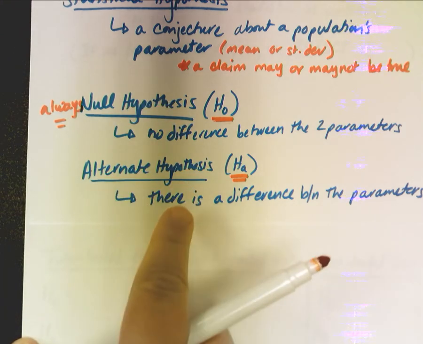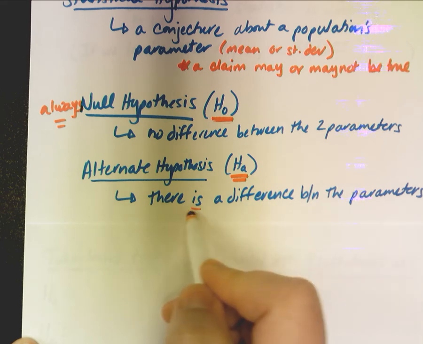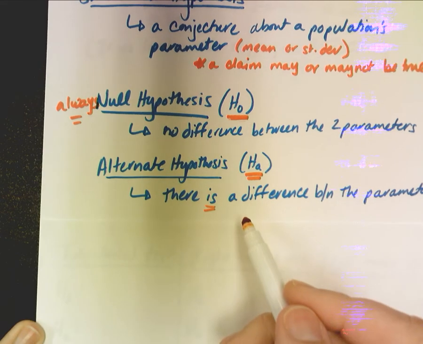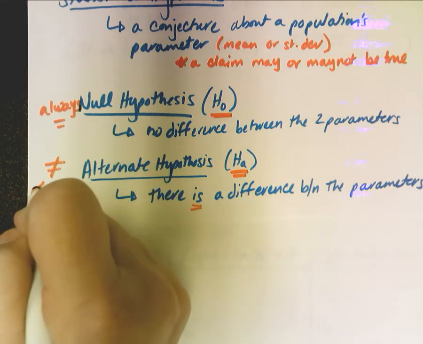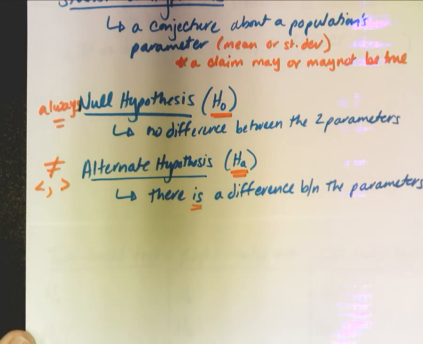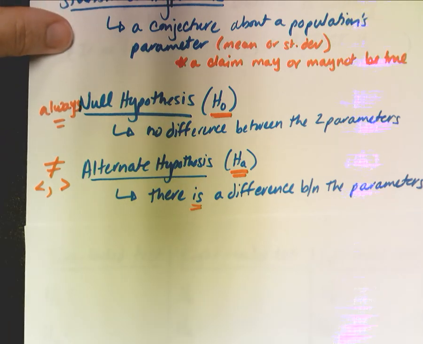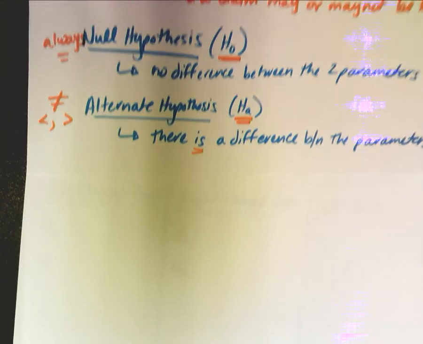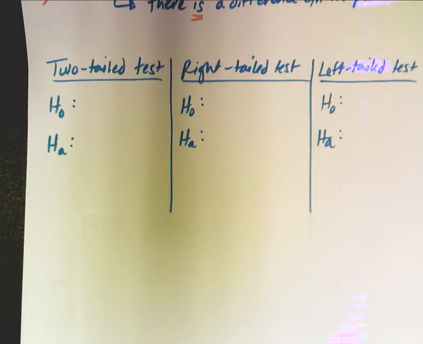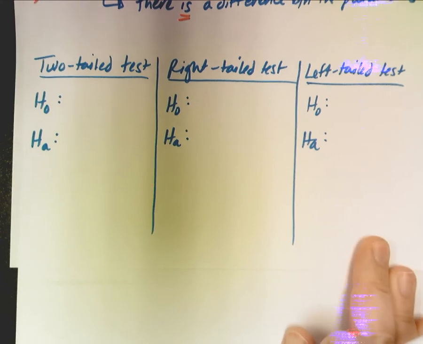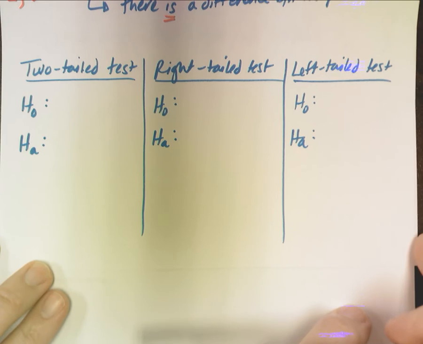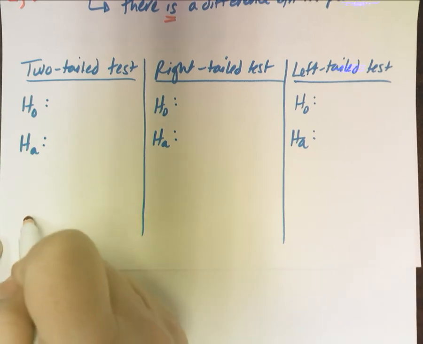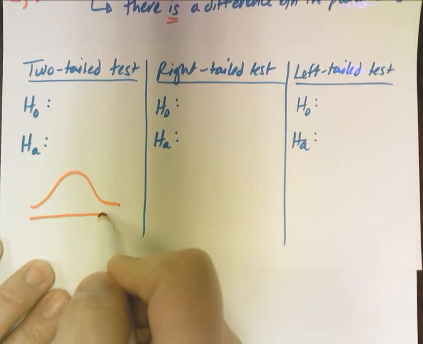For the alternate hypothesis, there is a difference between the parameters. So the symbols we're going to use would be not equal, less than, or greater than. Okay. And then I want you to understand what happens when you have a two-tailed test, a right-tailed test, and a left-tailed test. Okay.